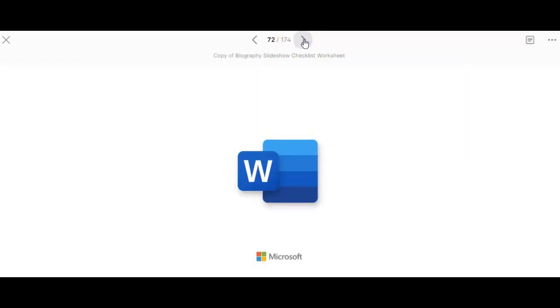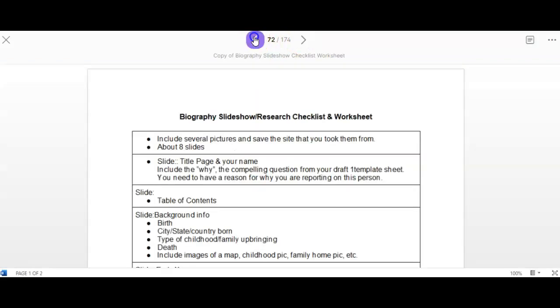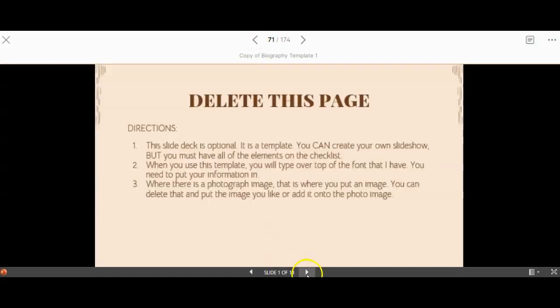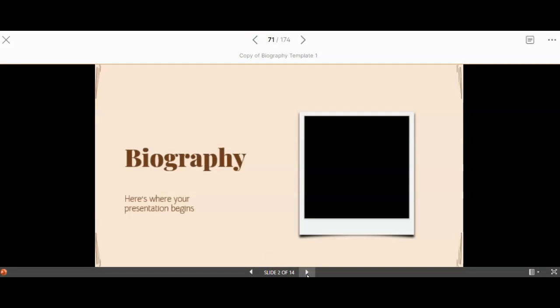I'm going to scroll through. I'm very sorry. Give me one moment. Here we go. I pushed the wrong button. So here's your template, and it'll say biography. Here's where your presentation begins. Anytime you see these little picture things, you don't have to put the picture inside this little picture frame, this little Kodak picture. But this will tell you where you're going to put a picture.